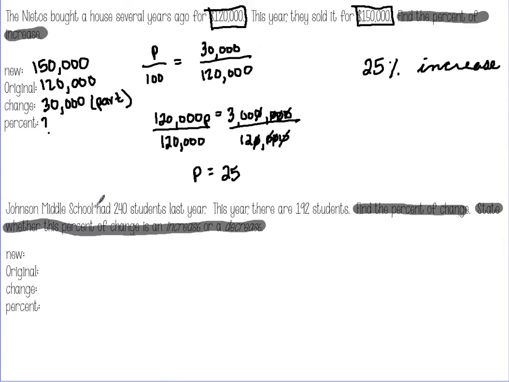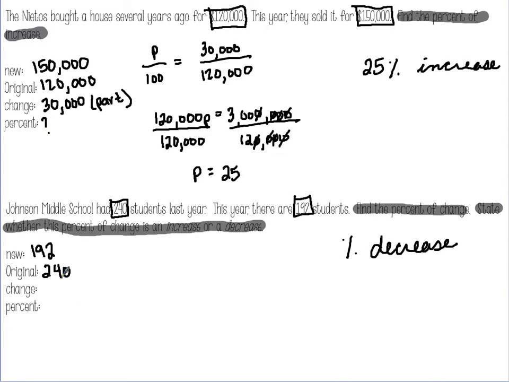So Johnson Middle School had 240 students last year. Then this year, there were 192 students. So that's going to be important because both are students. One is the original amount and one is the new amount. So the original amount is 240 and the new amount is 192. Okay, because the number went down, we know that it's going to be a percent decrease.